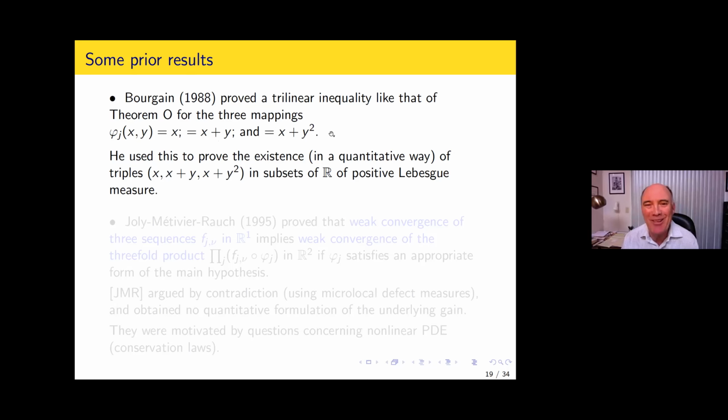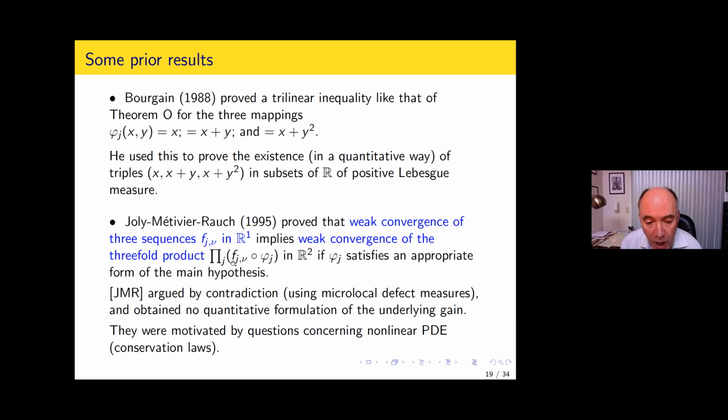In a very different direction, there was a paper of Joly, Métivier, and Rauch in 1995, motivated by considerations coming from partial differential equations. What they were interested in was weak convergence of products of this type. You have a threefold product of mappings, Fj composed with Pj. You have a sequence of Fj's, Fj,nu. You assume that as nu goes to infinity, the factor Fj,nu tends weakly to some limit. And what they wanted to conclude was that the threefold product in L2 also converges weakly to some limit.